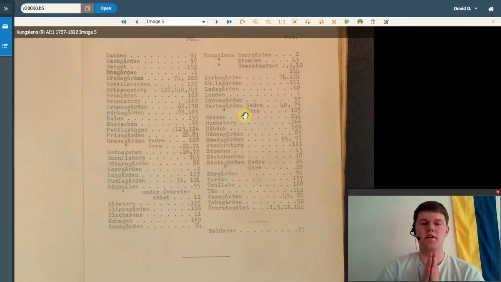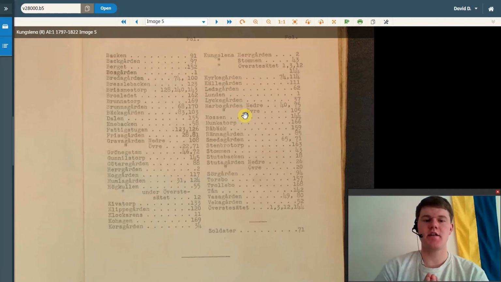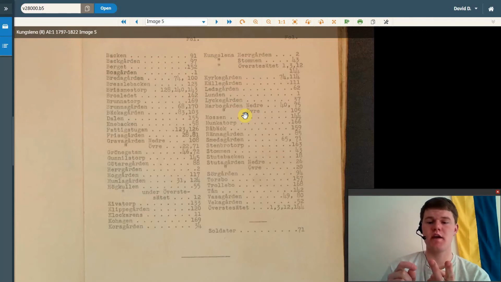So as a quick review, the people are going to be moving out to different places, and they're going to be moving out to a different farm within the same or a sister parish, or they're going to be moving to a different parish entirely.